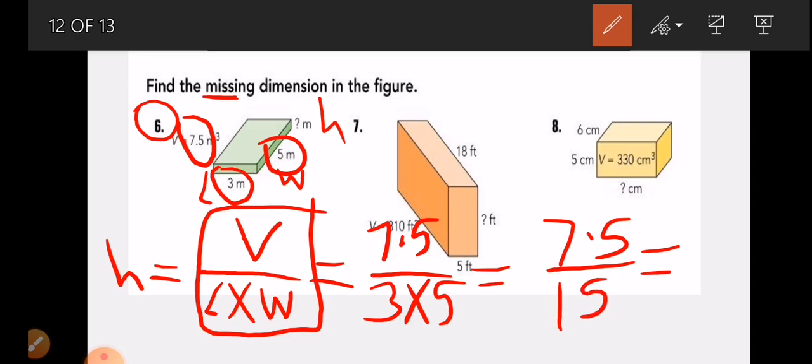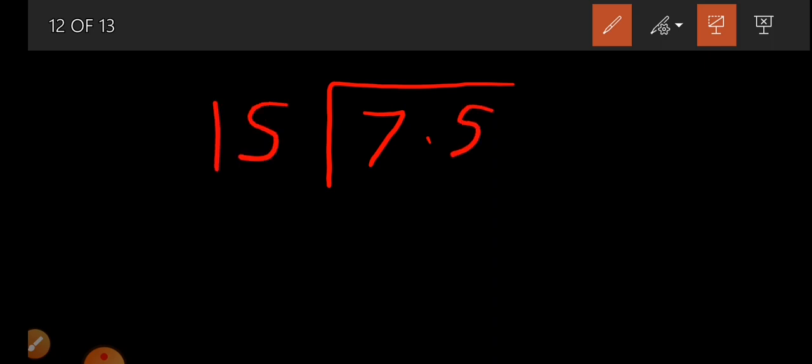So 7.5 divided by 15. Do you remember how to divide a decimal number by a whole number? Let's do it. 7.5 inside, 15 outside, and we will do division. Here the decimal point goes up in the same place. 7 divided by 15, can we? No. I will take the 5 with it now. 75 divided by 15 equals what? Yes, 5. 5 times 5 is 25. 5 times 1 is 5 plus 2, 7.